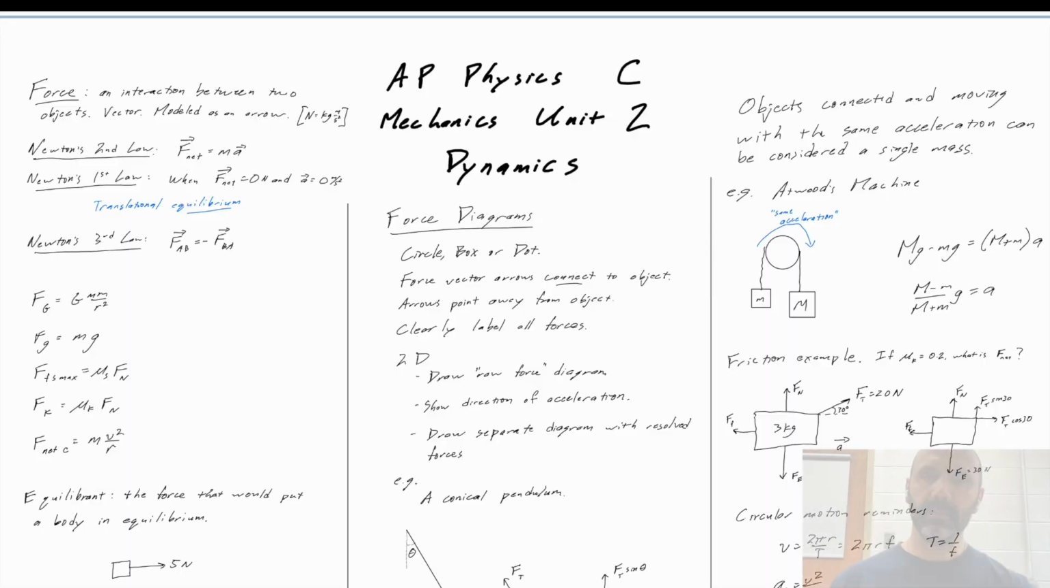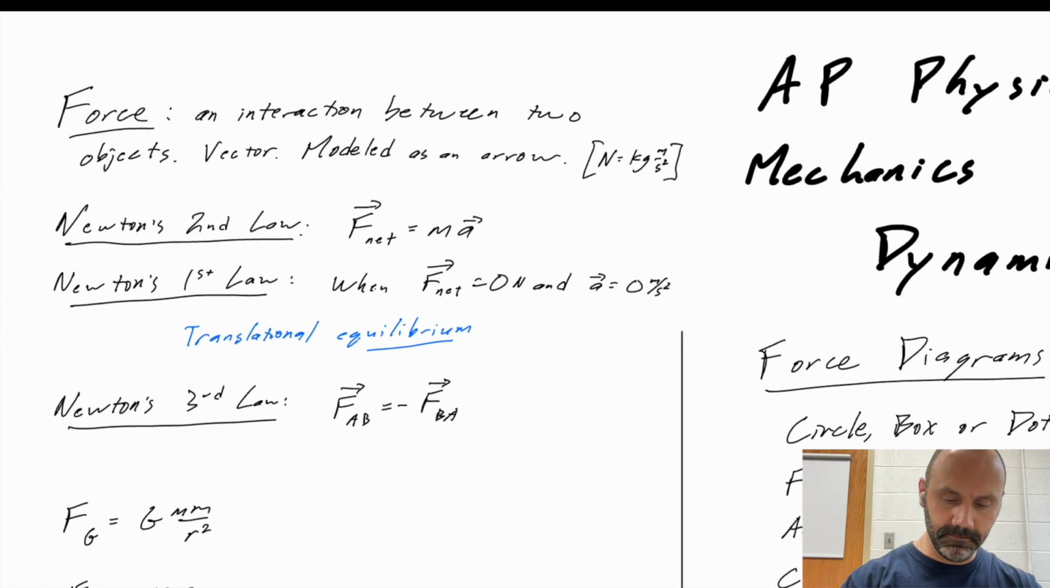Hello, friends. Today we're going to take a look at reviewing AP Physics C Unit 2 Mechanics. This is usually referred to, at least the way that I've put the unit together, as dynamics. So basically, Newton's laws, primarily Newton's second law. So let's take a look.